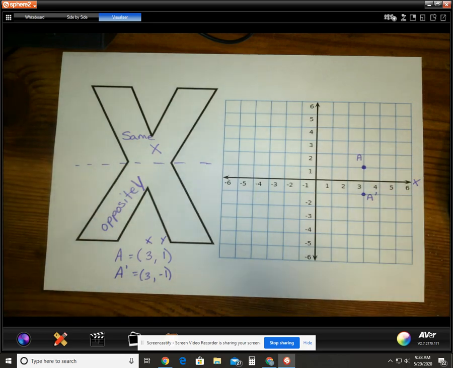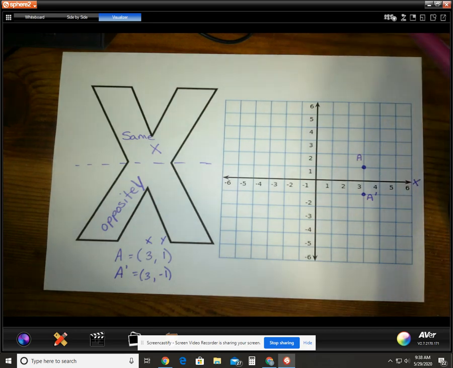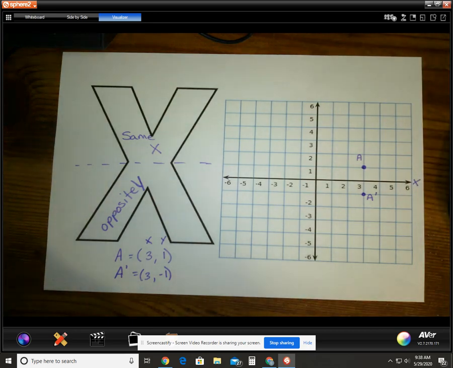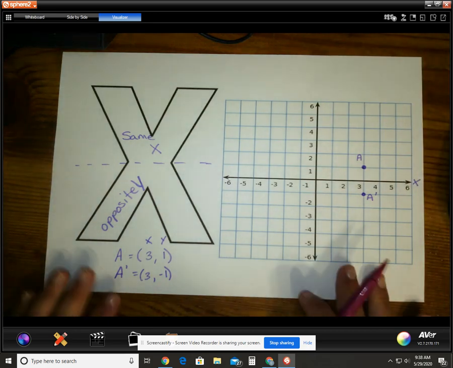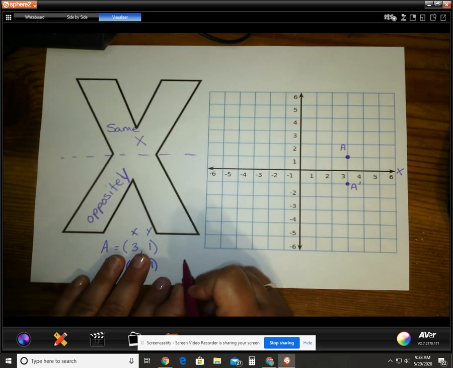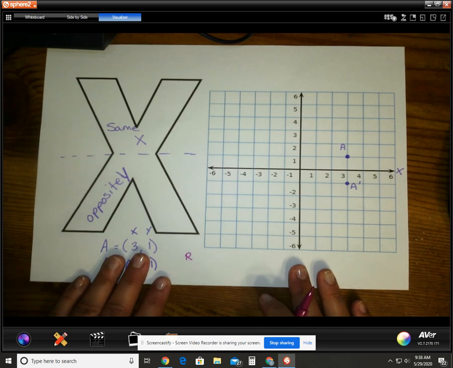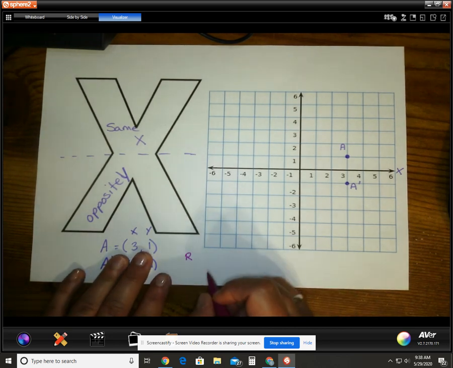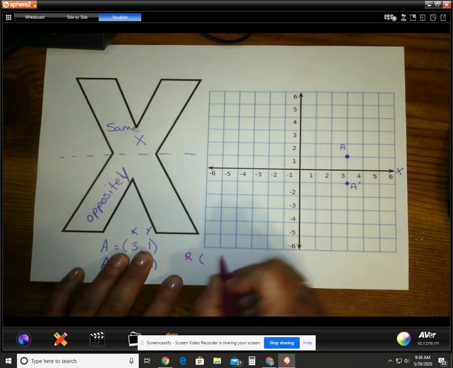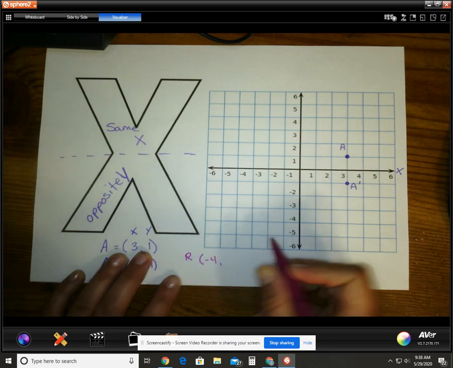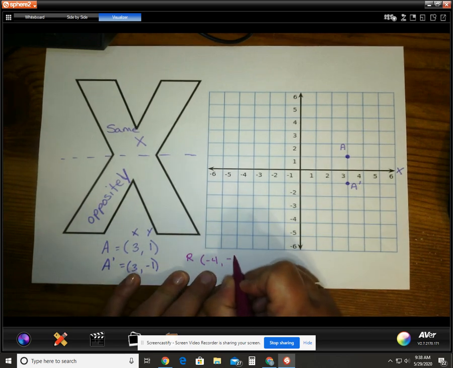Okay, let's try another one just real quick. Again, I can use any letters, that doesn't matter, right? So what if I have point R, and I said that R is at -4, -1.